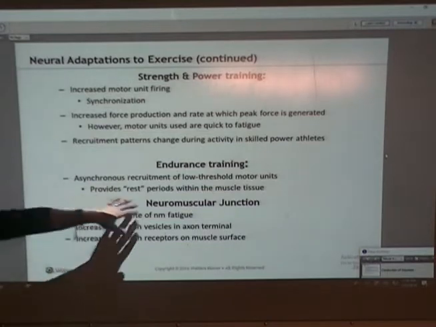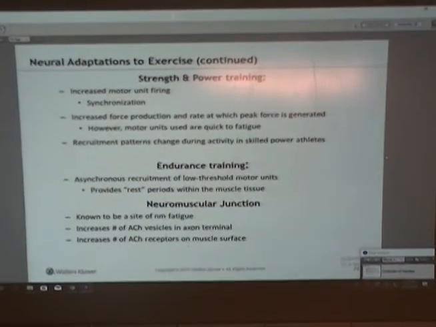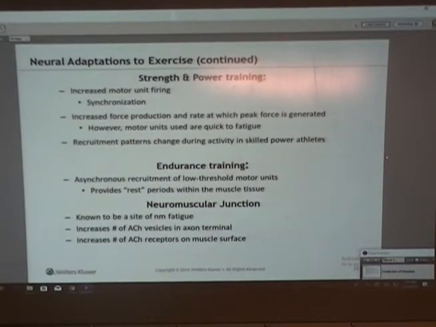And then, as I said, at the neuromuscular junction, increased number of vesicles in the axon. So that means more ACh is available. Floods across the junction. Increased number of receptors on the sarcolemma allows us to reach threshold quicker and initiate the action potential more quickly.